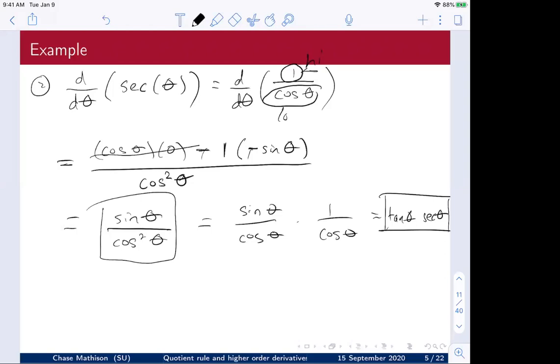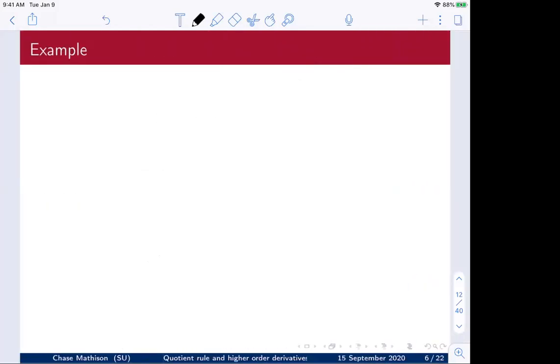So are there any questions about using the quotient rule here? Really, the only kind of trick was remembering the derivative of 1 is 0 here. So that just goes away. All right, let's look at one more. And then we'll know the derivatives of all of our trig functions.